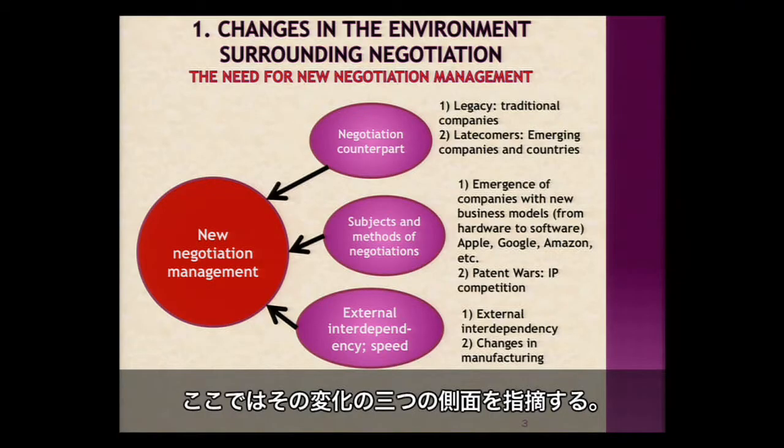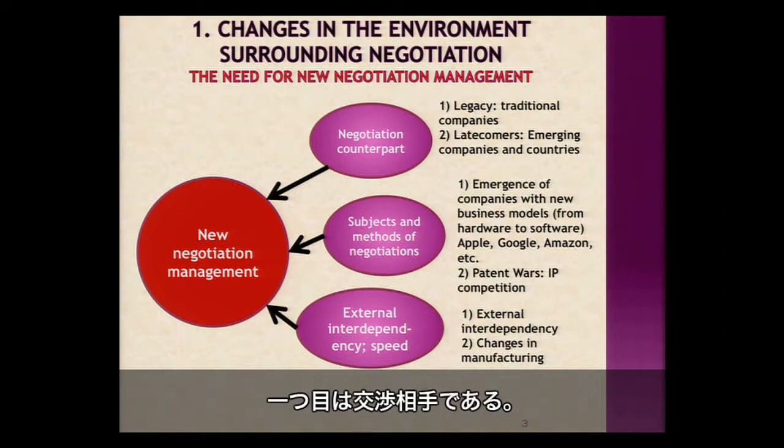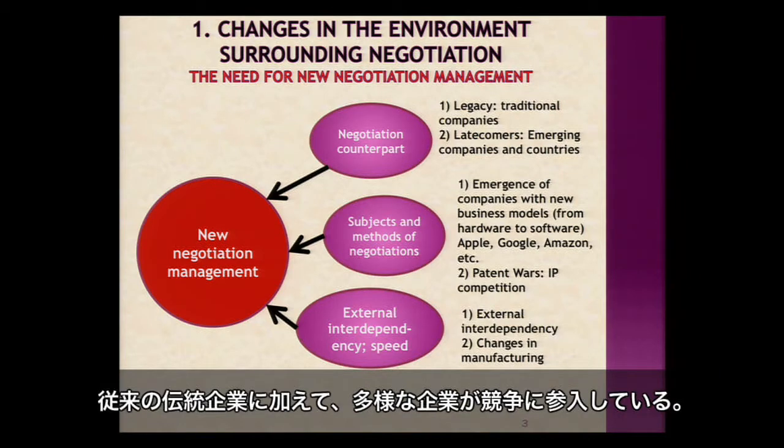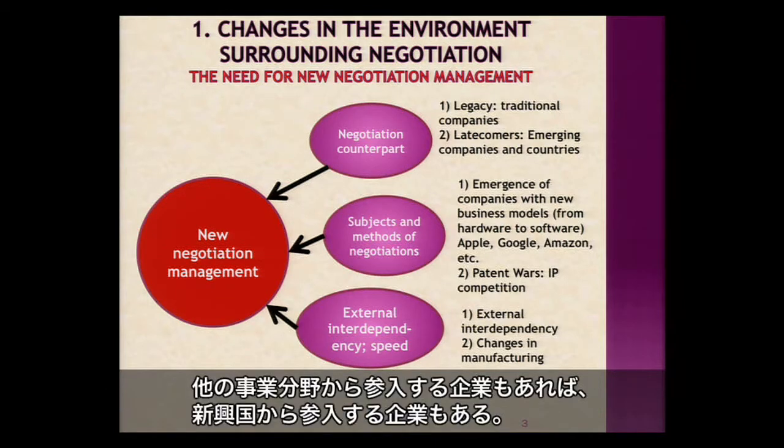The negotiation environment is undergoing drastic changes. I will identify three aspects of these changes. First are the counterparts or players in the negotiations. There are now many various kinds of such counterparts. So in addition to traditional companies, various types of companies are now in competition with one another. These include companies entering from other business lines or those from, for example, developing countries.